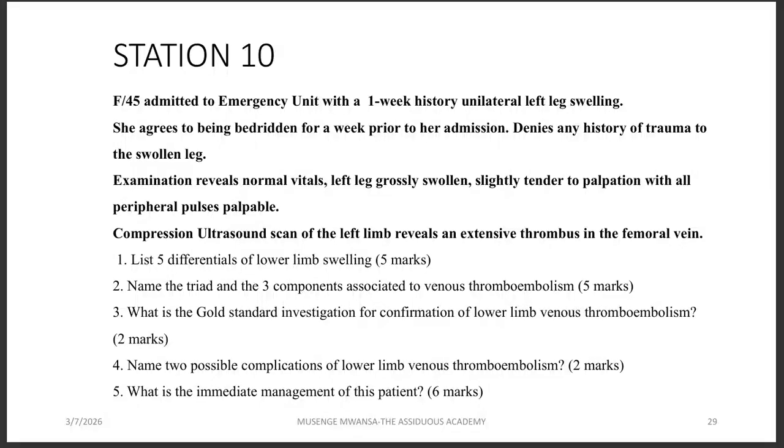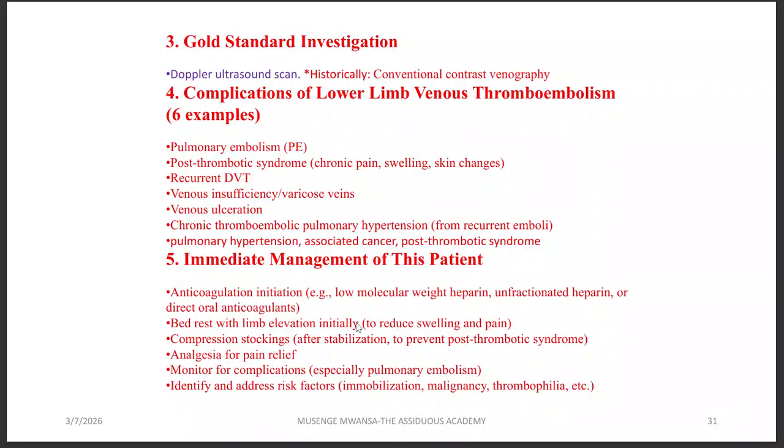The next question, what is the immediate management? For the immediate management, anticoagulation, you want to stop the clot. Bed rest is very important, with elevation of the limb to reduce the swelling and the pain. Compression stockings: when you stabilize the limb, you want to compress it to prevent post-thrombotic syndrome. And then pain relief, very important. At this level you are not the manager, so you just mention the principles of management: anticoagulation, rest, pain relief, monitor for complications, identify the risk factors.